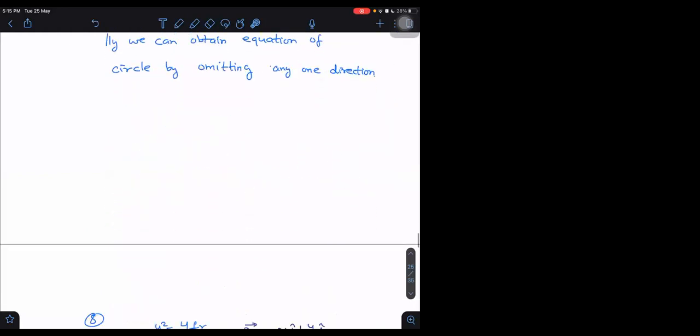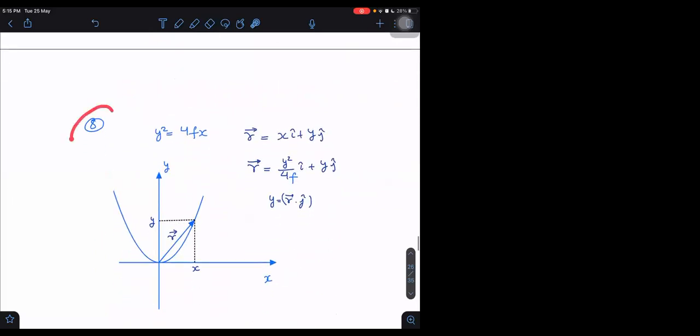Next, let us say I want to write the equation of a parabola, and that too not in just 2 dimensions, but in 3 dimensions, or I want to write it in vector form. How to write? You already know the equation of a parabola is y square equal to 4fx. F is the focal length, x is the x coordinate, and 4 is just a number. Then what will be the position vector of any point P on the parabola?